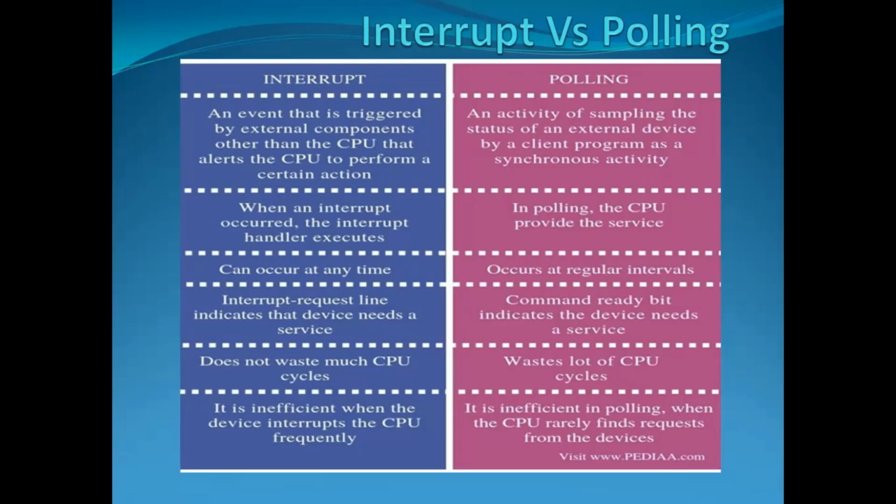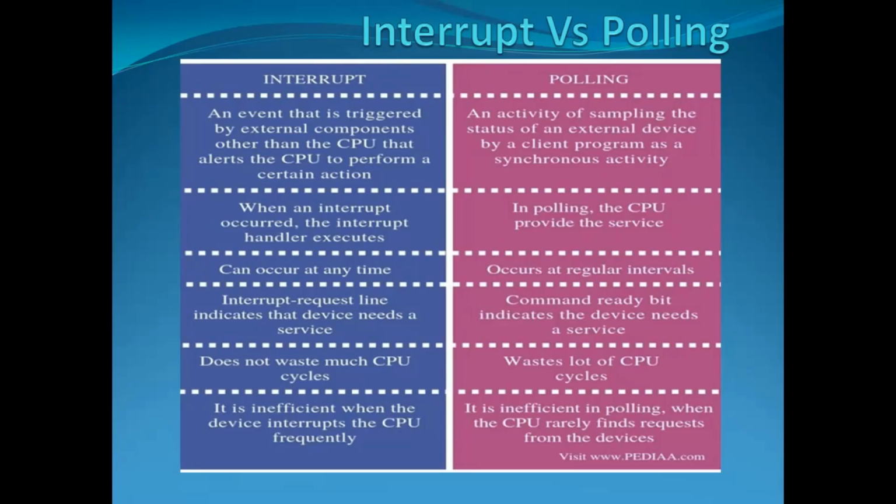When an interrupt handler executes, in polling the CPU provides the service, whereas the interrupt demands the service. Interrupt can occur at any time, whereas polling can occur at a regular interval. The interrupt request line indicates that the device needs a service, whereas in polling, a command ready bit indicates that a device needs the service.